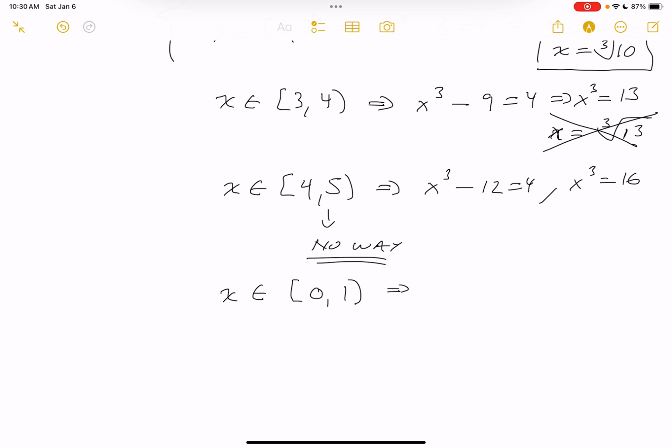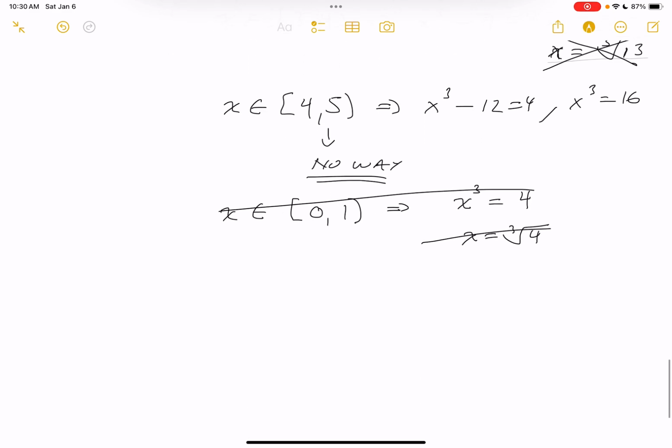And what do you get there? If you're between 0 and 1, you would get x cubed would equal 4, because when x is between 0 and 1 the floor of it is going to be 0. And that's going to be x equals the cube root of 4, which I know is bigger than 1. So this one's out of the question. No way. Now try another one.